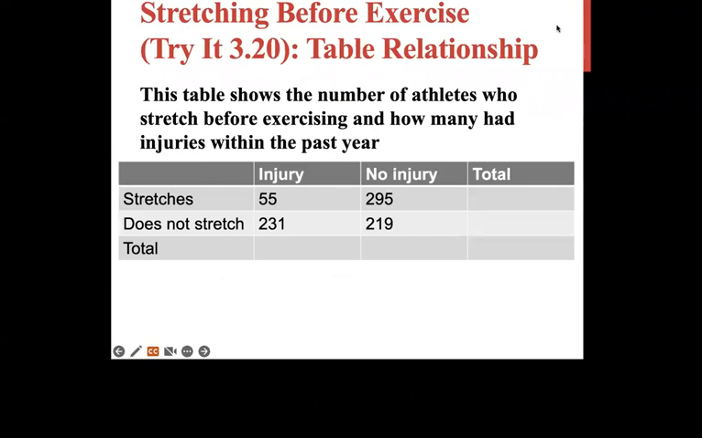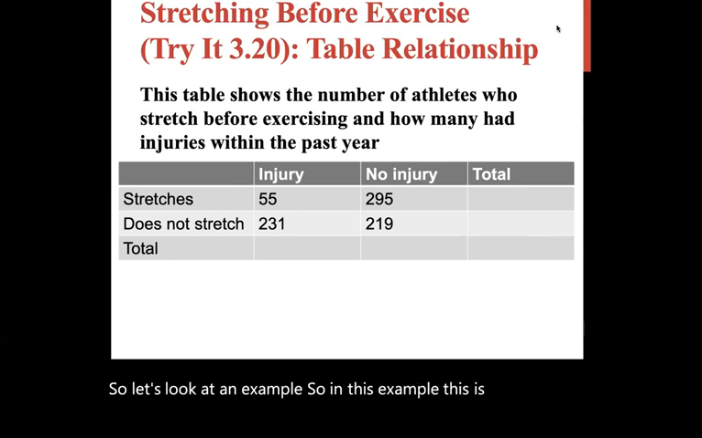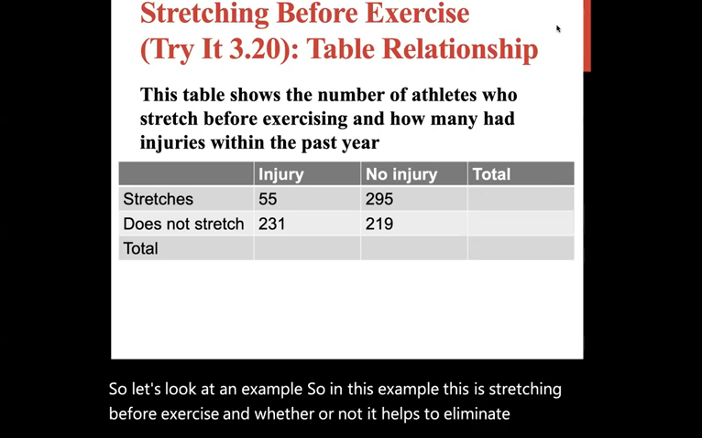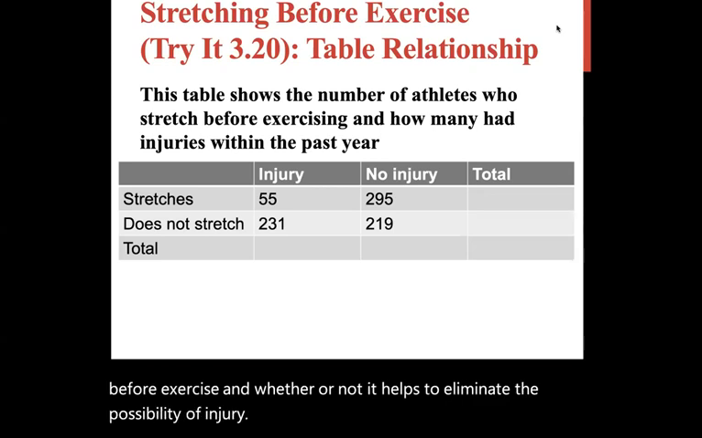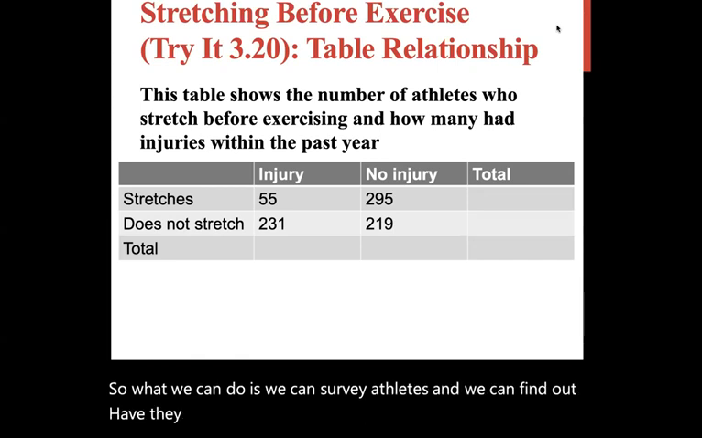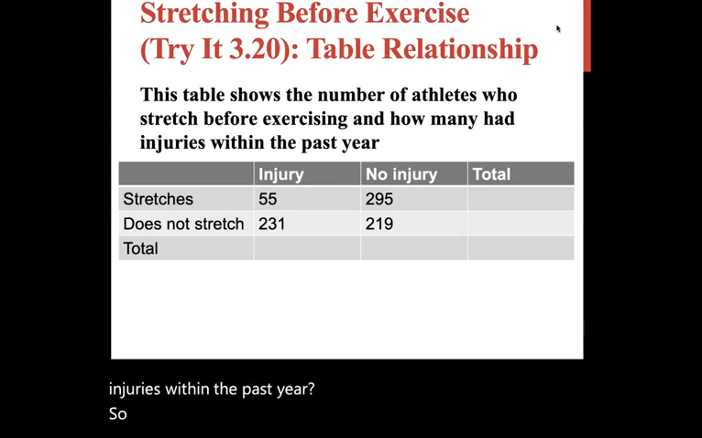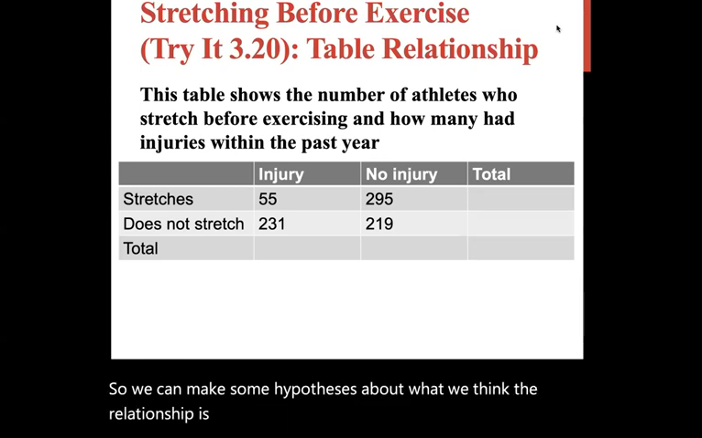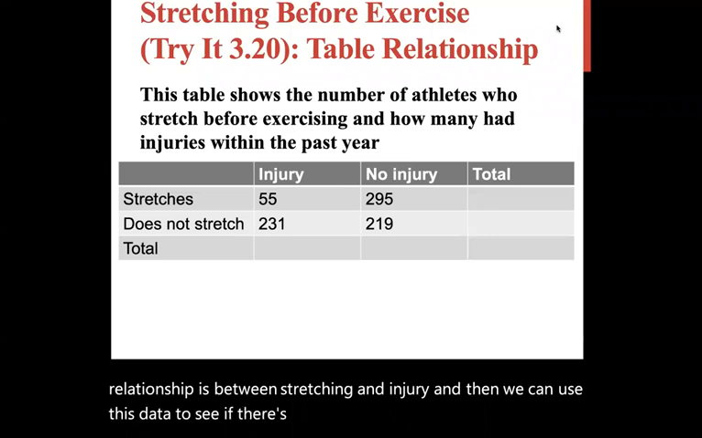So let's look at an example. In this example, this is stretching before exercise and whether or not it helps to eliminate the possibility of injury. So what we can do is survey athletes and find out, have they stretched or do they not stretch, and have they had injuries within the past year? So we can make some hypotheses about what we think the relationship is between stretching and injury. And then we can use this data to see if there's any support for that hypothesis.